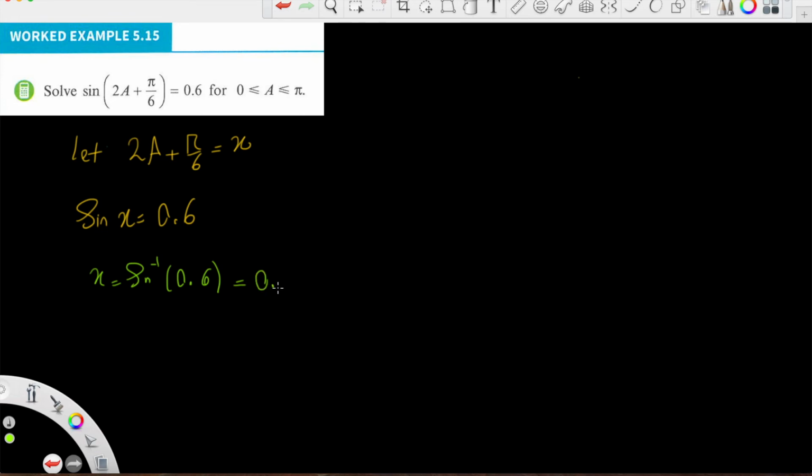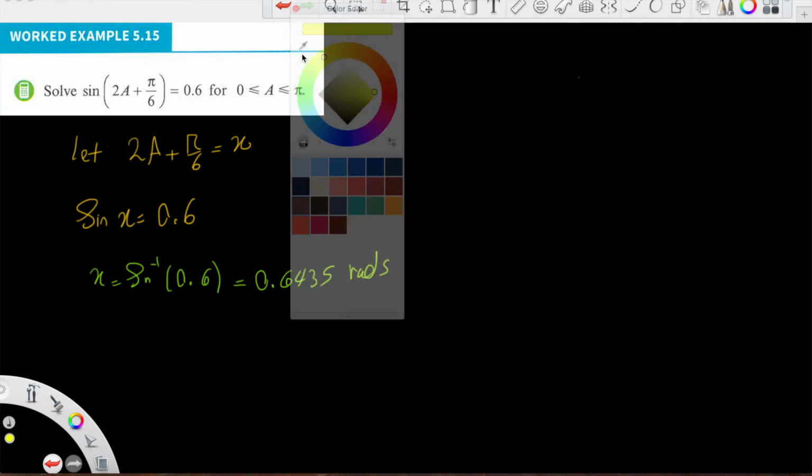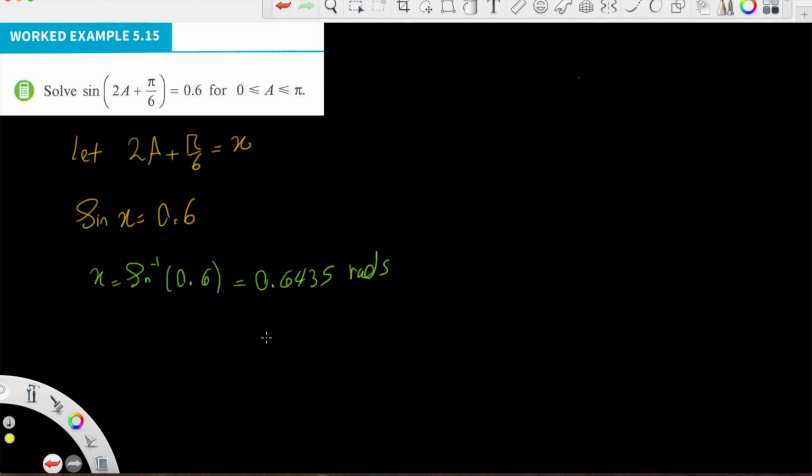As it says 0 to pi, it means that your answer should be expressed in radians. So it will be 0.6435 radians. Now, for sine, we learned that 180 minus theta is the other answer, but in the video our units were in degrees. Here it is in radians, so we should write pi minus 0.6435 as the other solution, which will be equal to 2.498 radians.